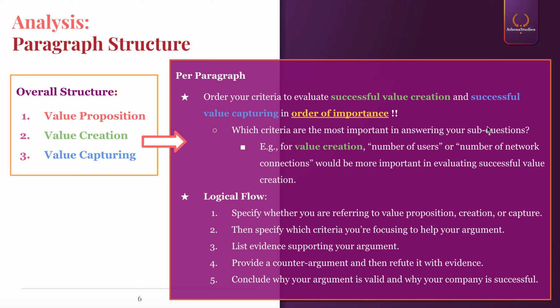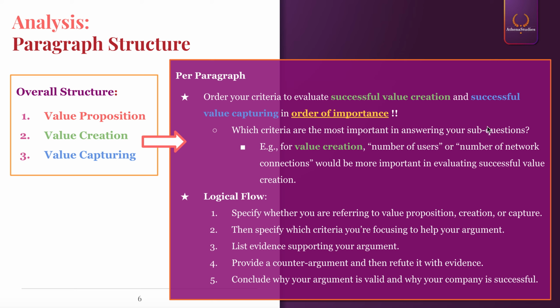But then once you've given your counter argument, you need to refute that counter argument and say, well, regardless of this thing that suggests this number of users does not make the company successful, you go back and refute that and say, well, overall, the number of users that the company has, despite this counter argument, successfully creates value. And that's basically how you would conclude and state that the argument is valid, and that's why your company is successful at whatever it's doing. So that would be within the paragraph.